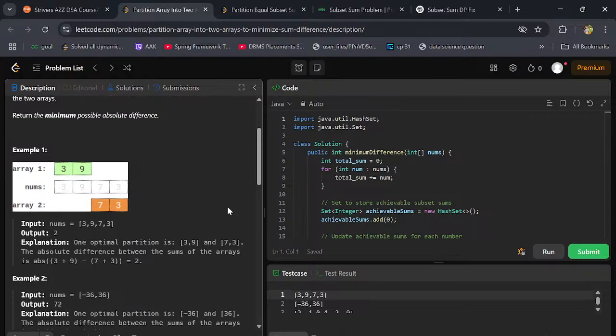Return the minimum possible absolute difference.